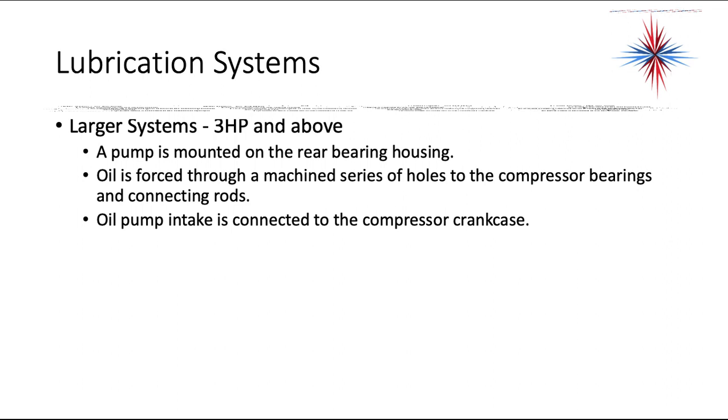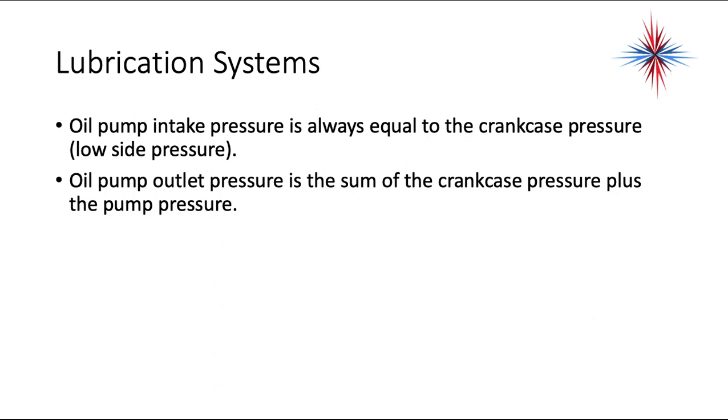In larger systems, 3 horsepower and above, a pump is mounted on the rear bearing housing. Oil is forced through a machined series of holes to the compressor bearings and connecting rods. The oil pump intake is connected to the compressor's crankshaft, so the oil pump intake is always on the low pressure side of the system. Oil pump intake pressure is always equal to the crankcase pressure, the low side pressure. Oil pump outlet pressure is the sum of the crankcase pressure plus the pump pressure.